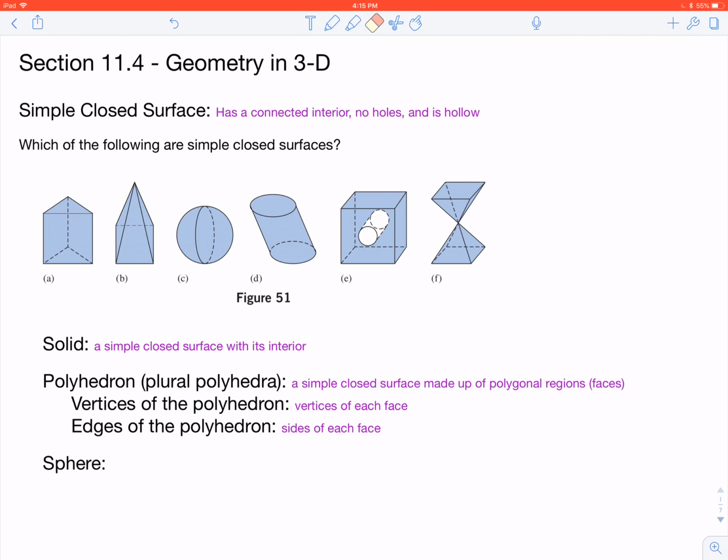A sphere is going to be the set of all points a given distance from a given point. This actually sounds a whole lot like the definition for circle that you had back in section 11.1. The difference is that for a circle, everything was on a single plane, but for a sphere, it's the set of all points, not just all the points in a plane, but all points.